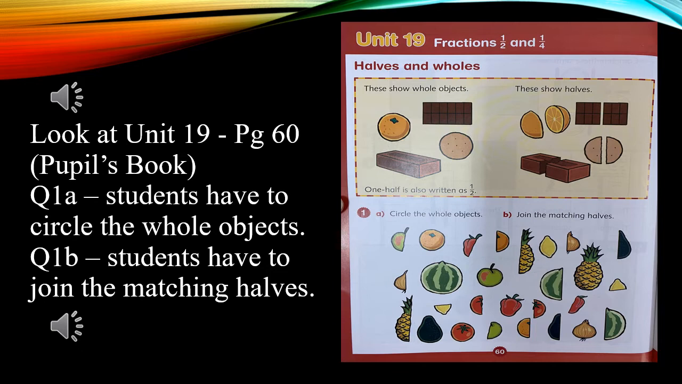Question B. Join the matching halves. Now you have to match the two equal and same halves with the same fruit. For example, if you have half a pineapple, you have to find the other half and match it. If you have half a lemon, find the other half and match it. Go on, I know you can do this.